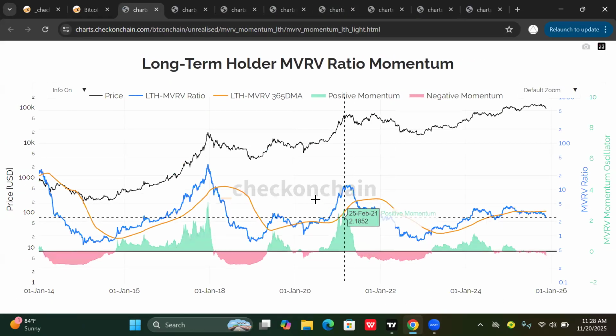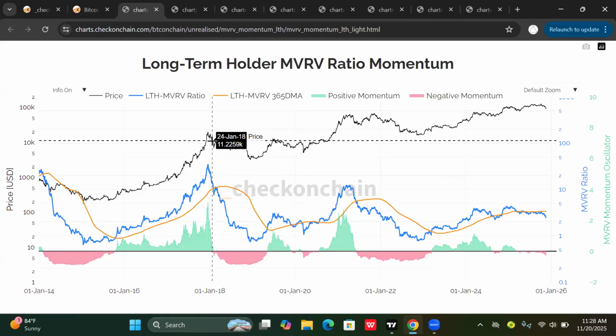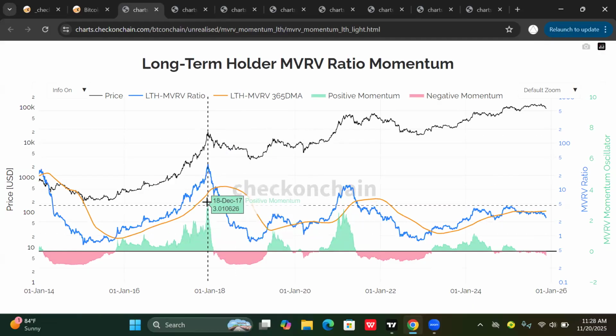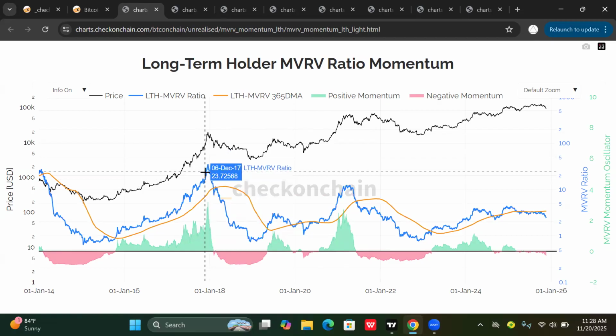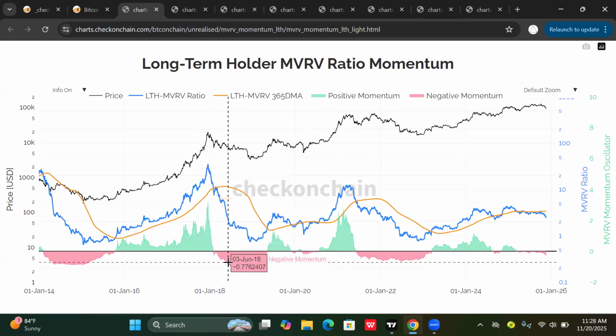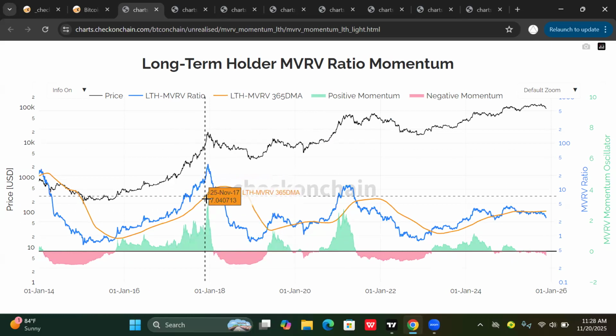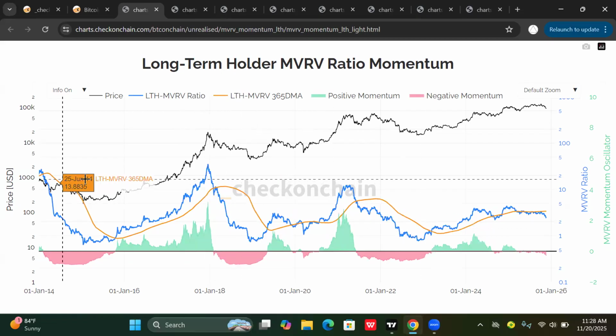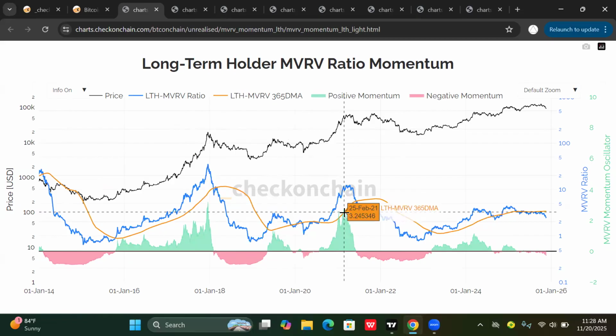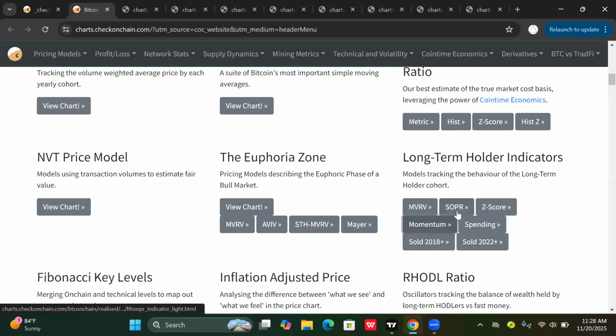Also, we'll go back to here, positive momentum. And here we have positive and negative momentum, right? Really, Bitcoin is shaking up for a big rally. But I still think we have a long way down to go. A long way down to go.